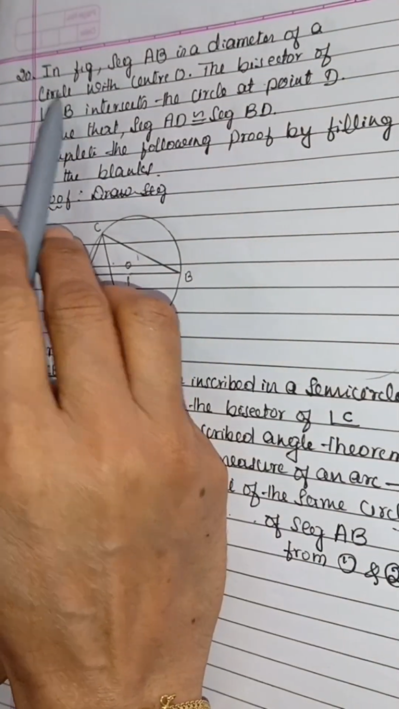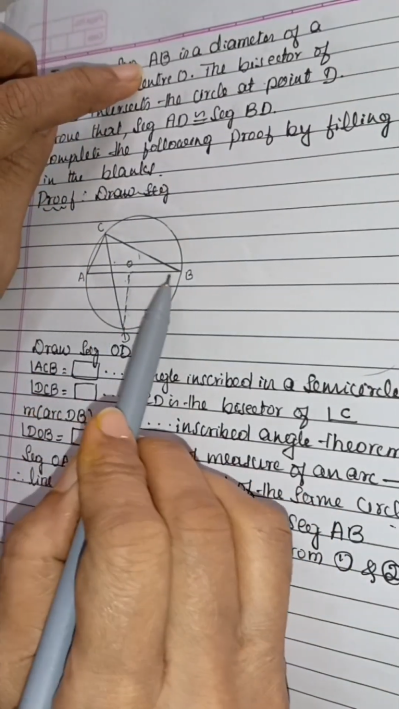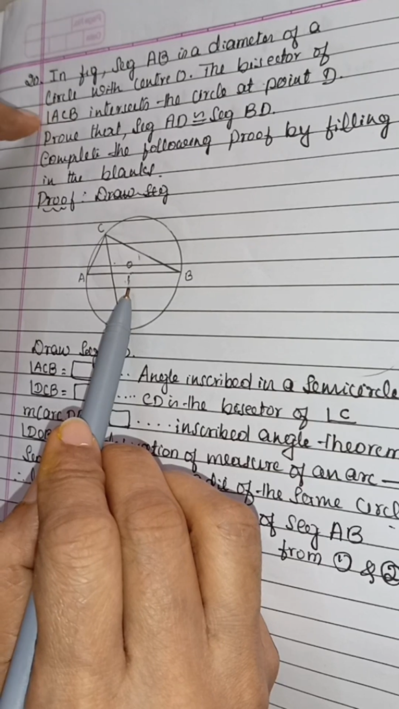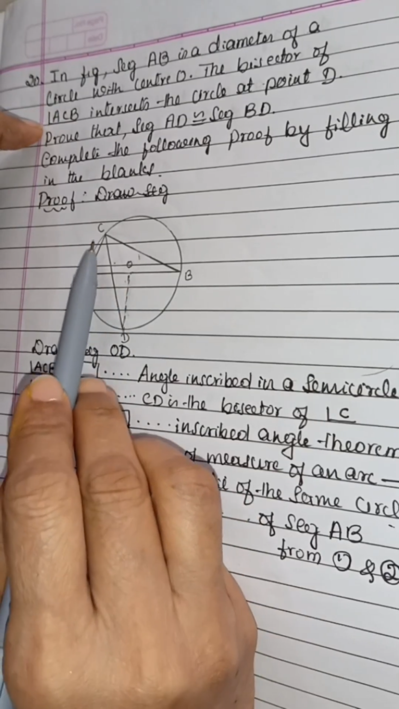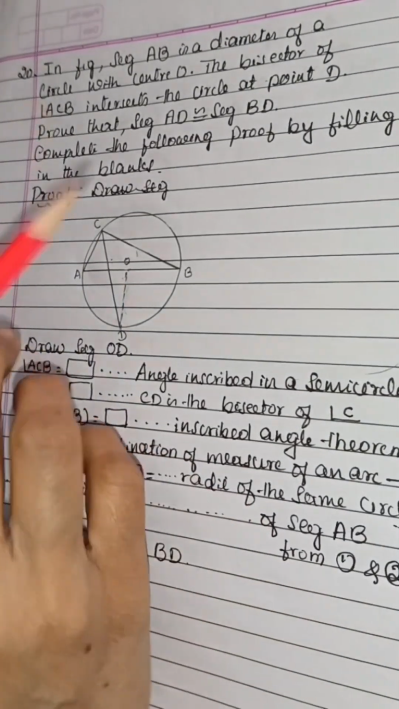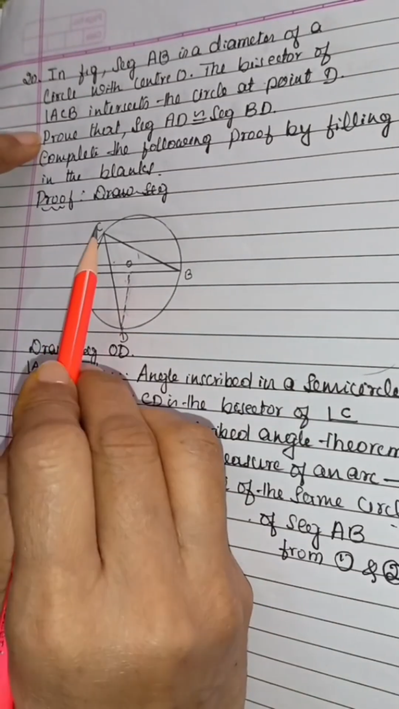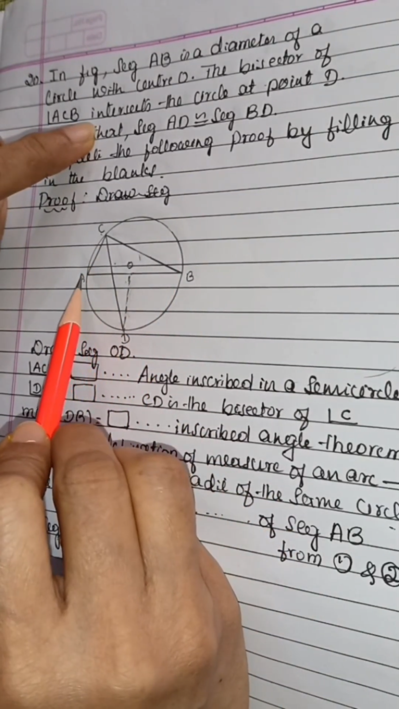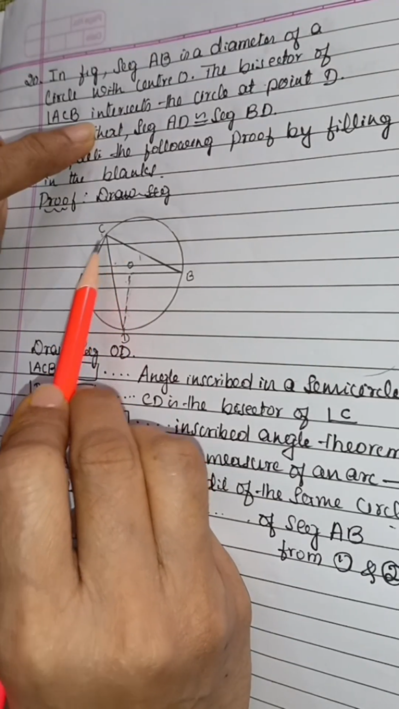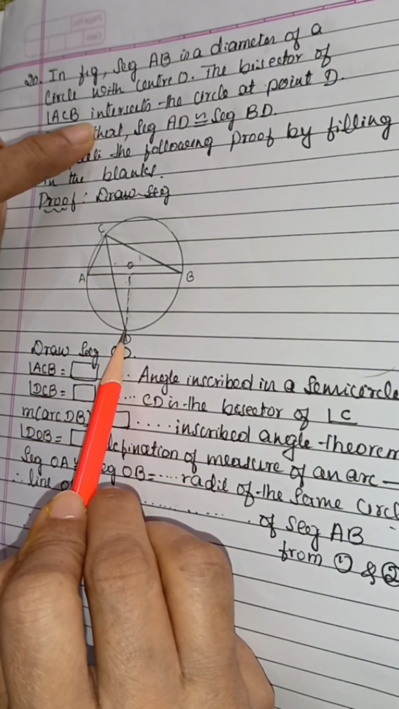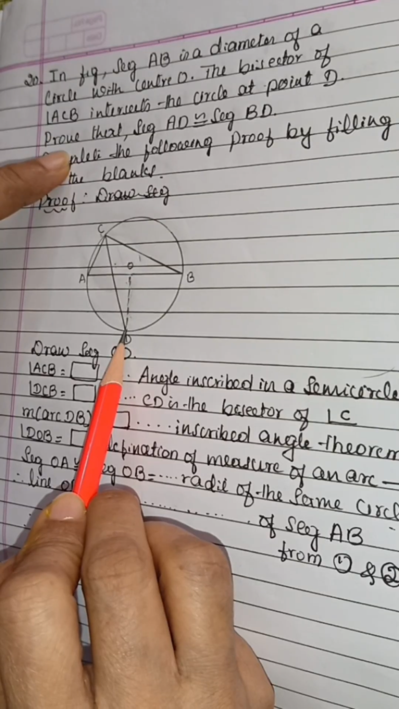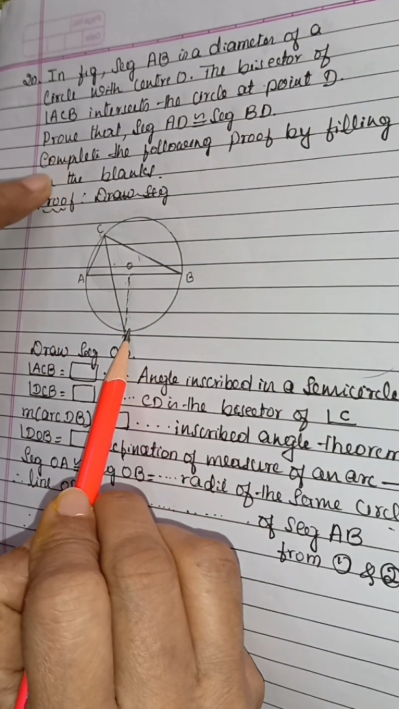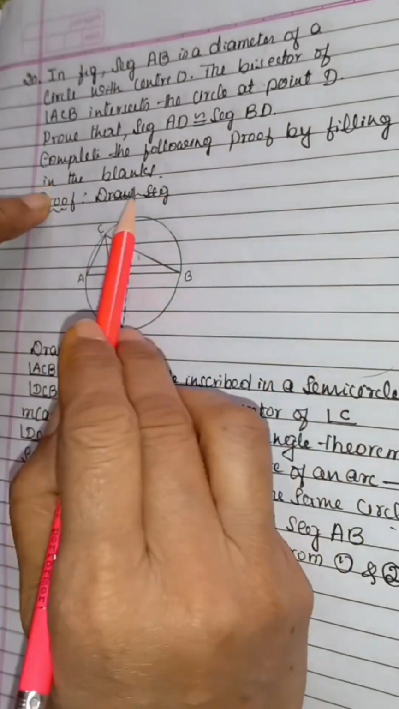The 20th problem is: in this figure, segment AB is a diameter of a circle with center O. The bisector of angle ACB intersects the circle at point D. Prove that segment AD is congruent with segment BD. Complete the following proof by filling the blanks.